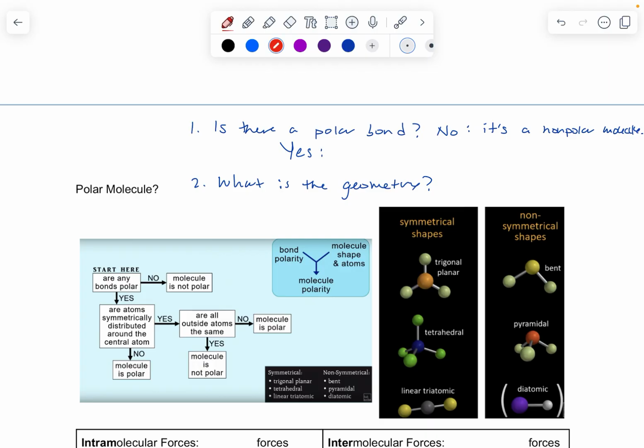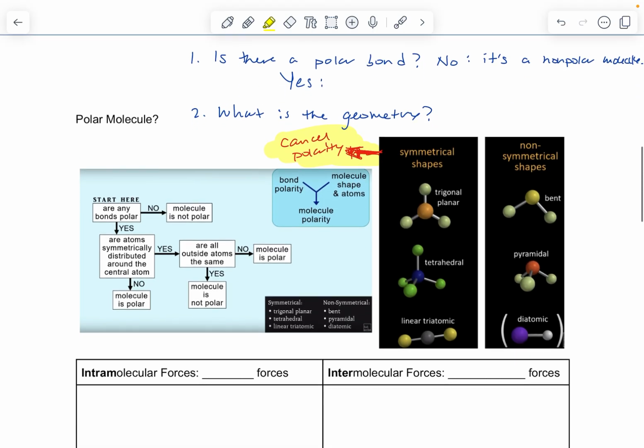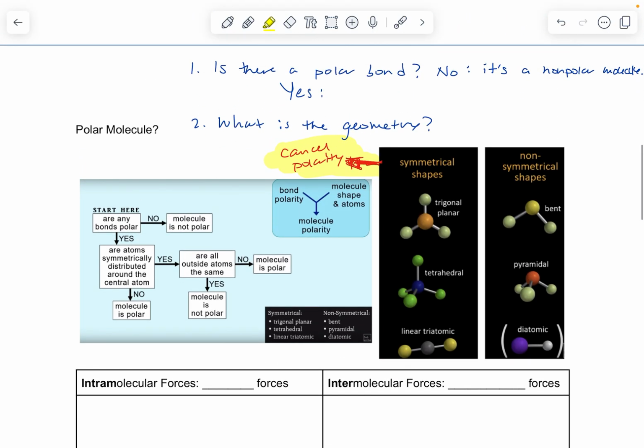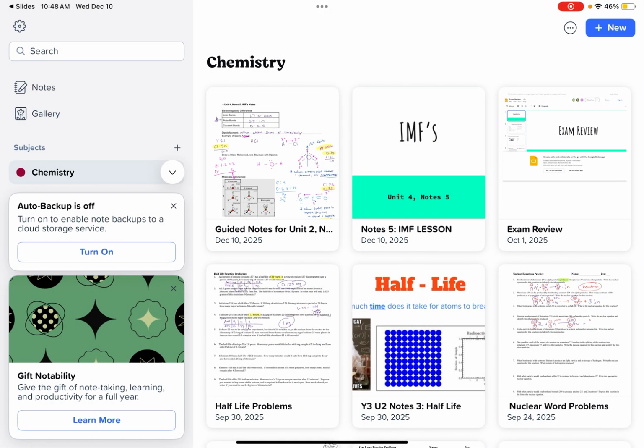So now that we have our 2 steps, I want you to add something with me. Over here on symmetrical shapes, I want you to add a little note with me. Okay? This might be the most important note you write all day. If you have a symmetrical shape, they cancel polarity. And I promise this is going to make sense in a minute. They cancel polarity. I'm even going to highlight this. Like, this is so important. All right? So let's do an example together back on our slides.